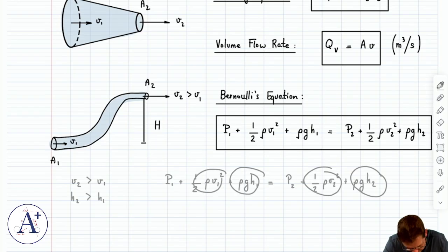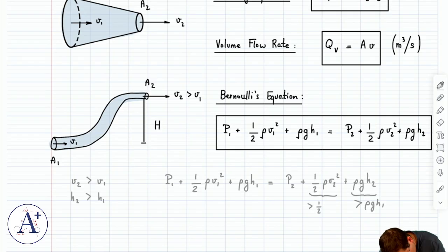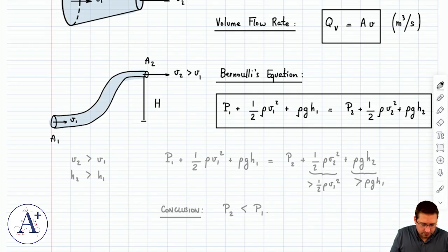This term is bigger than this one, right? That means that P2 has to be less than P1. Okay, so this is bigger than rho g h1. This is bigger than 1/2 rho V1 squared. And so the conclusion is that P2 has to be less than P1. Okay, so that's something to keep in mind.